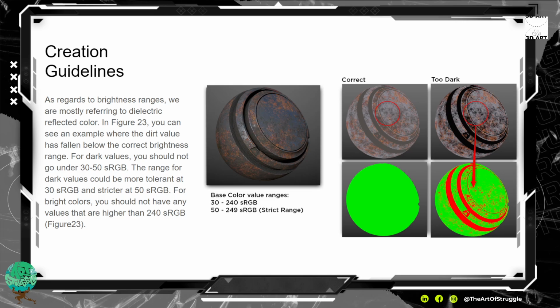In the figure that you see here, you can see an example where the dirt value has fallen below the correct brightness range. For dark values, you should not go under 30 to 50 sRGB. The range for dark values could be more tolerant at 30 sRGB and stricter at 50 sRGB. For bright colors, you should not have any values higher than 240. That's what I'm talking about. Slamming it all the way to the right or all the way to the left, that's not how color works.